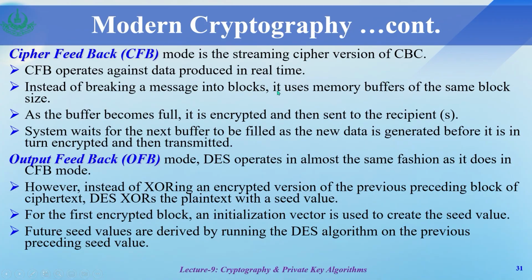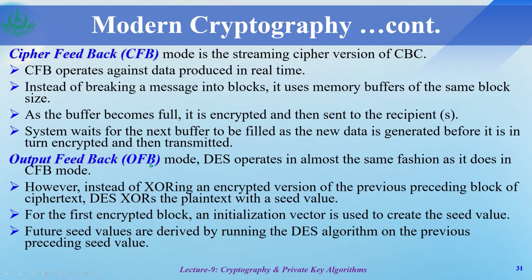Cipher Feedback. CFB mode is the streaming cipher version of CBC. CFB operates against data produced in real time. Instead of breaking the message into blocks, it uses a memory buffer of the same block size. As the buffer becomes full, it is encrypted and then sent to the recipient. The system waits for the next buffer to be filled as new data is generated before it is in turn encrypted and then transmitted.